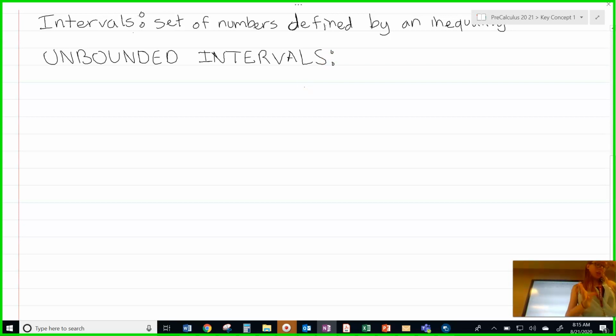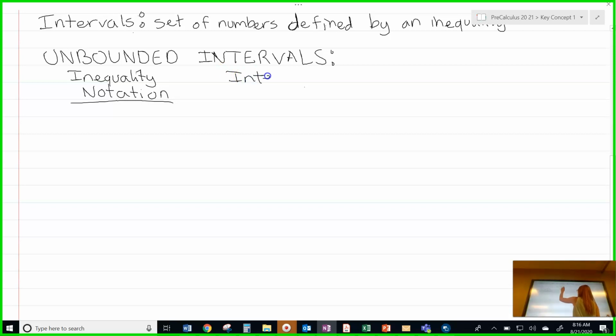So the first set of intervals we're going to look at is unbounded intervals. Don't mind the bell. So for unbounded intervals, we're going to look at expressing it in three different ways. So we're going to have inequality notation. We're going to have interval notation. And then we're going to have our number line.